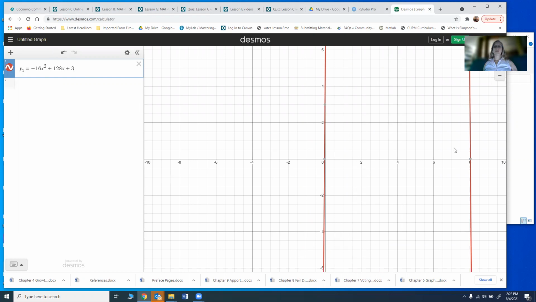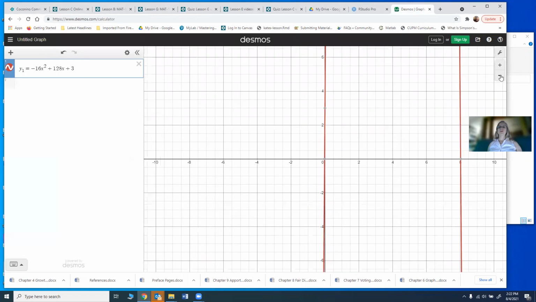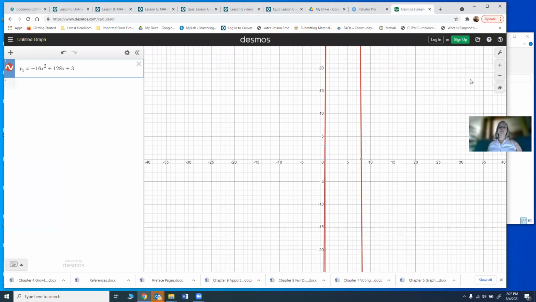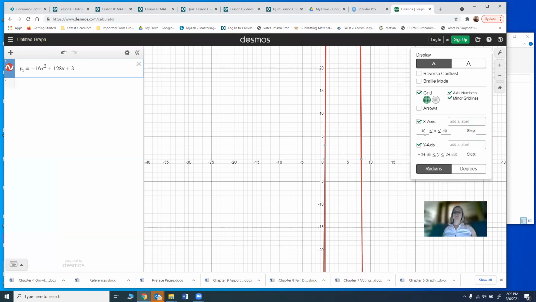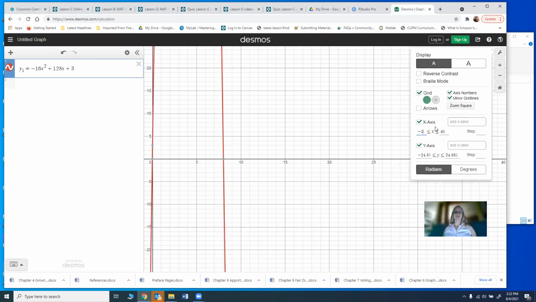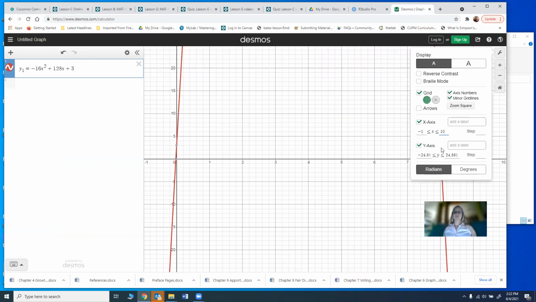Now looking at this graph, I don't see a whole lot. Do I need to change my window? Again, I can either just zoom out. The problem with zooming out is it's going to make my x's way bigger than I need them to be. So I'm going to go into the graph settings and change my x's to go from, we know we don't need negatives here, so maybe -1. I like to do -1 just so I can see the edge of the graph, to maybe 10.